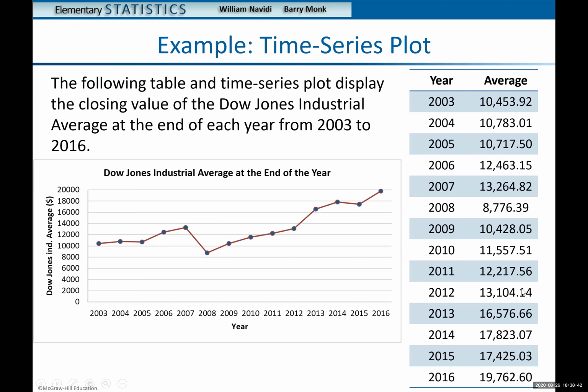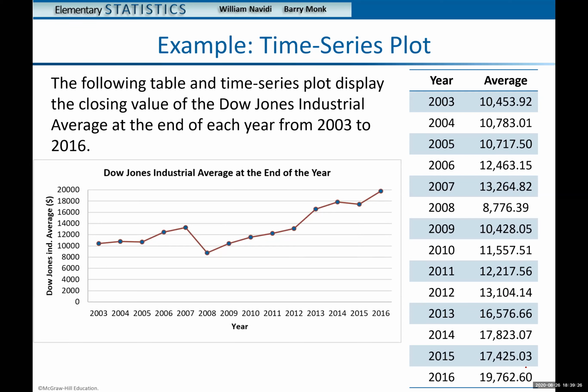As an example, the following table in the time series plot displays the closing value of the Dow Jones Industrial Average at the end of each year from 2003 up to 2016. Your horizontal axis should be your time, the year, from 2003 up to 2016. And then your vertical axis is the average in dollars. Here you can see the lowest is 8,776 and the highest is 19,000.